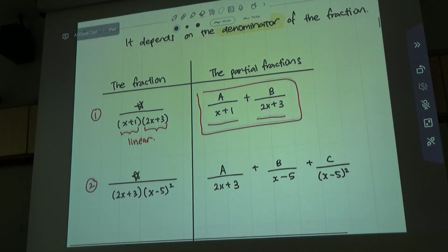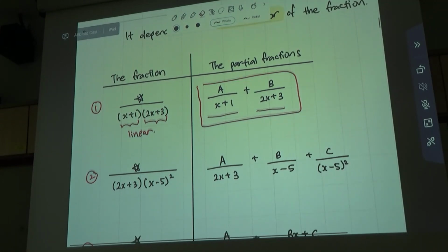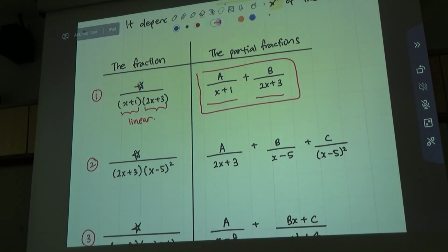Then, shifting up a little. Okay, second type, right? We have in the denominator 2x plus 3 and x minus 5 squared. Okay, 2x plus 3 is linear. Okay, x minus 5 bracket square, it is quadratic. Okay, but I want us to recognize it as a repeated linear.